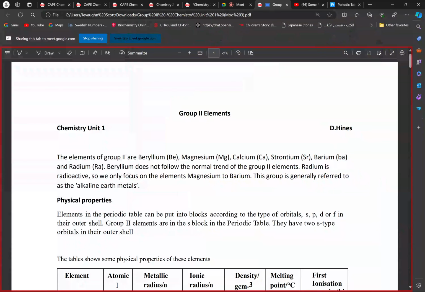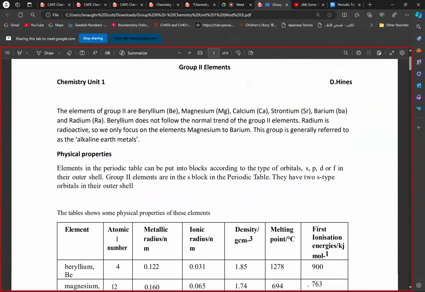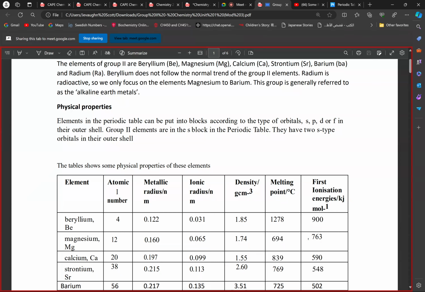Our group 2 elements, right? So group 2 elements are here. The elements such as beryllium, magnesium, calcium, strontium, barium, and of course radium, ending with radium. Radium would be the last one there. These are all our group 2 elements.